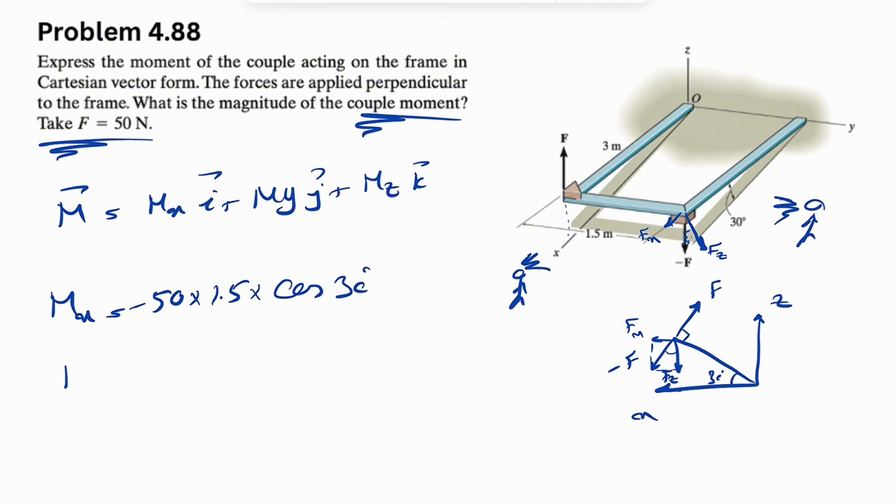Now we can move on to the y. Looking at the y, because we have two forces that are in opposite direction, whatever moment this F is making about y, the other one is going to make the opposite. So these two actually cancel each other out, so we don't need to consider any y.